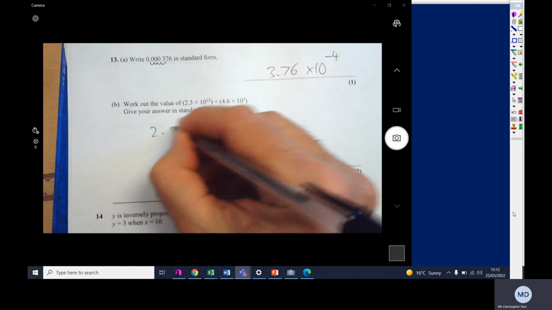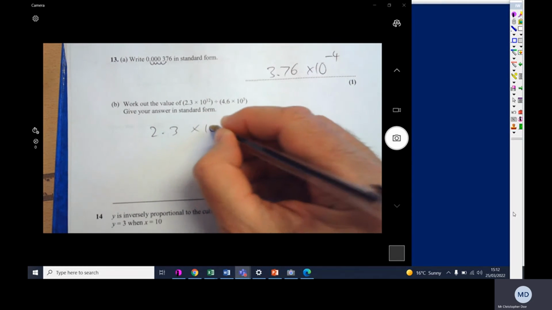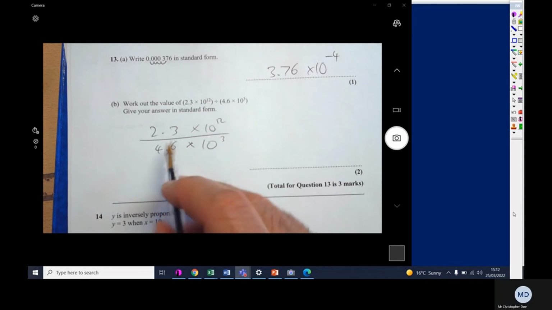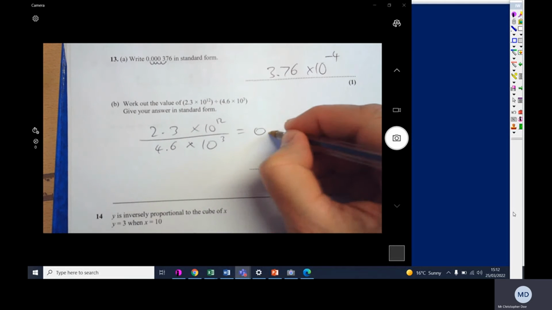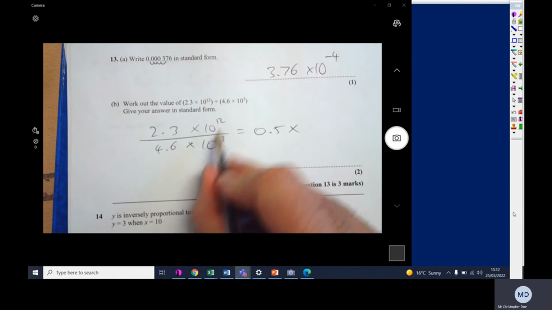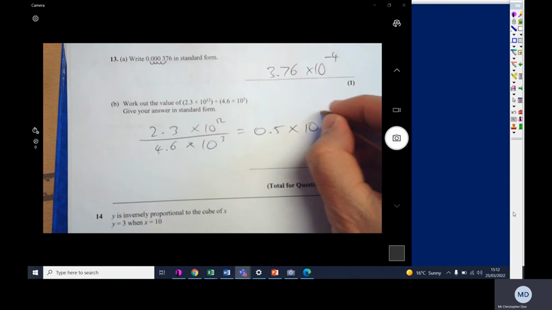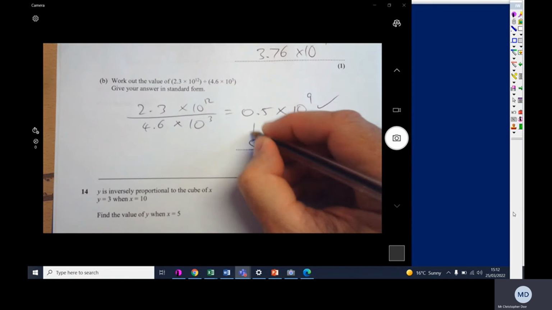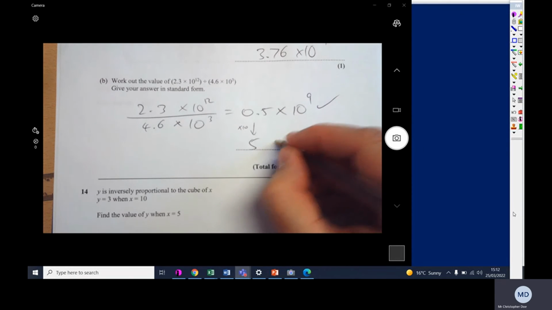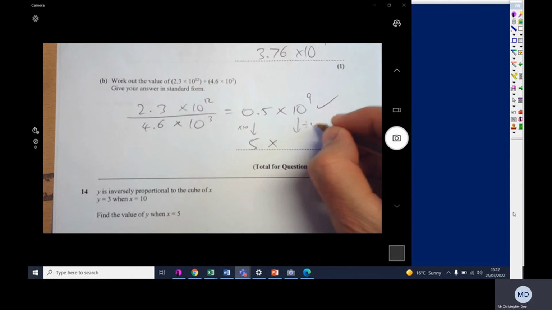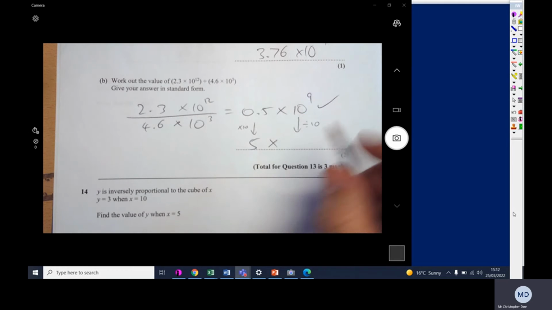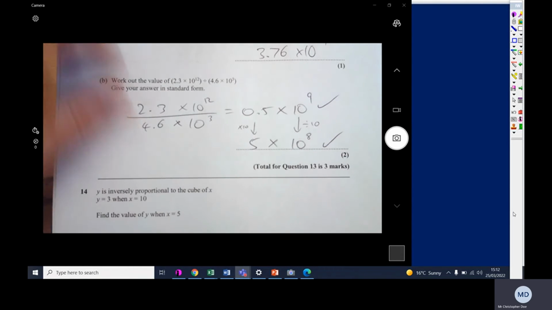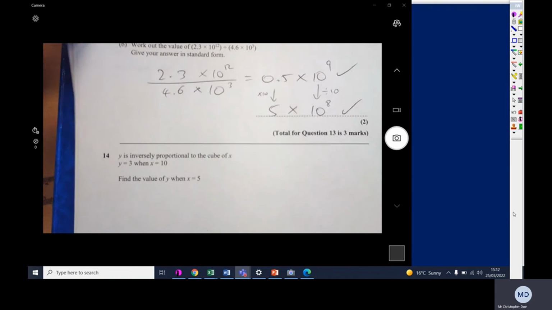Second one, I would write it as a fraction, 4.6 on the bottom. 2.3 divided by 4.6 is 0.5, and 10 to the power 12 minus 3 is 10 to the power 9. That is a mark, but that is not in standard form. This one, you times it by 10 to get 5. That is standard form, which means this one we divide by 10 to keep the overall thing worth the same. If you're dividing by 10, the 9 turns into an 8. So your second mark was 5 times 10 to the power of 8.